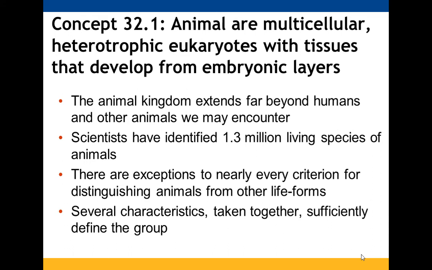So animals are multicellular, they're heterotrophic, they're eukaryotic, and their tissues develop from their embryonic layers. We have identified 1.3 million living species. And there are exceptions for every criterion used to distinguish animals from other living things. But when we look at them as a whole, we can identify certain characteristics that apply to the group.